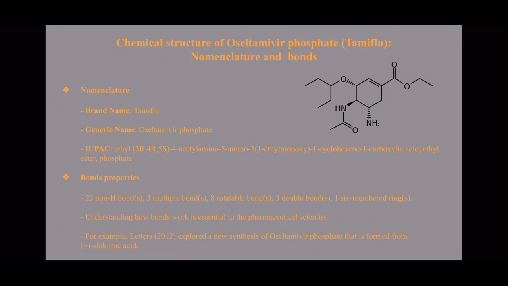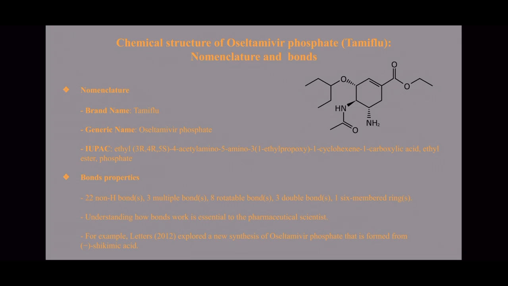because sometimes, for example, we have a real-life example here. Li et al. in 2012 explored a new synthesis of oseltamivir phosphate. He substituted several functional groups in this compound with shikimic acid, because he wanted to find a way to cut the cost of Tamiflu. So when he investigated this new functional group, it was important that he knew how these functional groups are going to bond to each other.